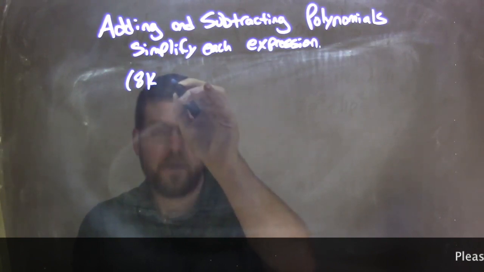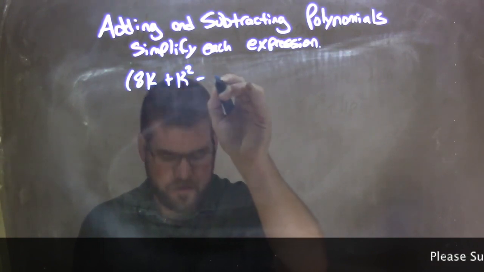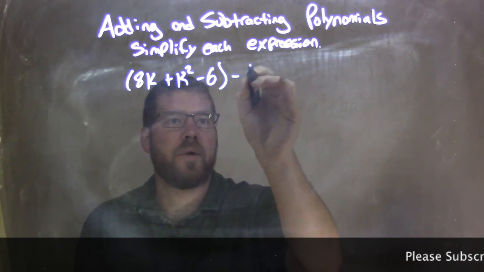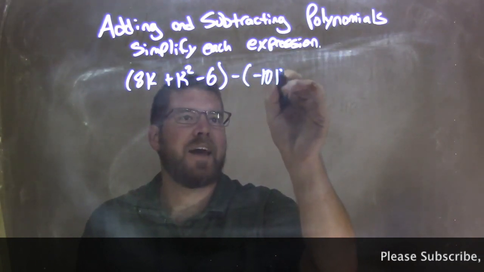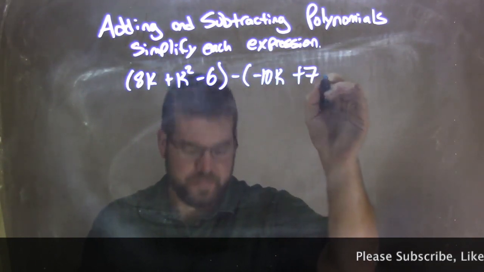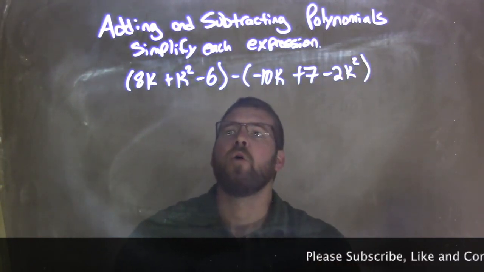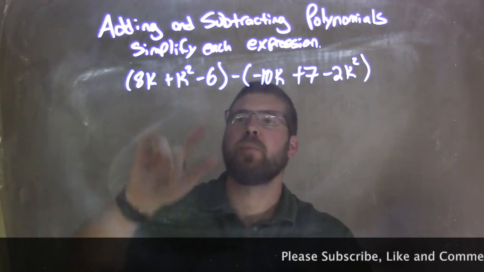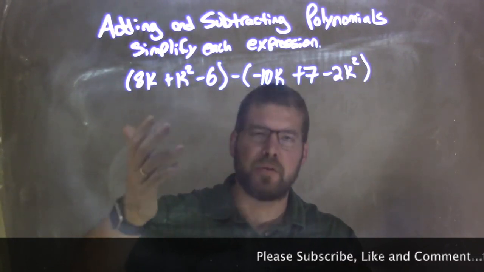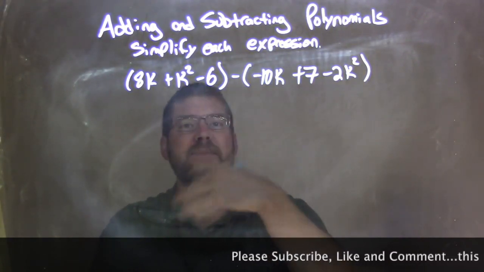8k plus k squared minus 6, parentheses minus, other parentheses, negative 10k plus 7 minus 2k to the 2nd power. Okay? Well, first thing I want to do here is I look in both parentheses. Are there like terms? No, there's not. So then I make all my subtraction to be adding a negative.